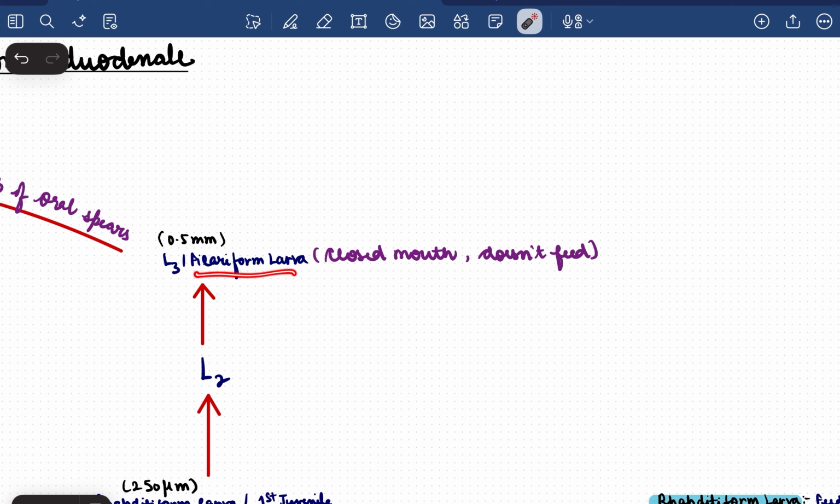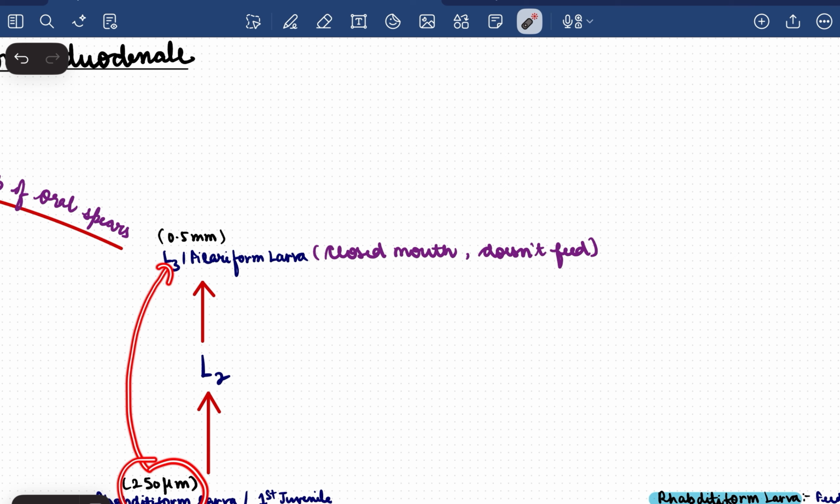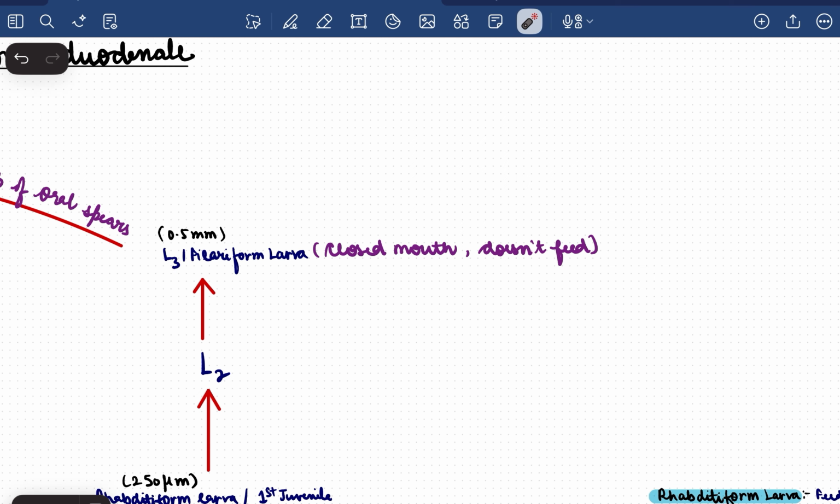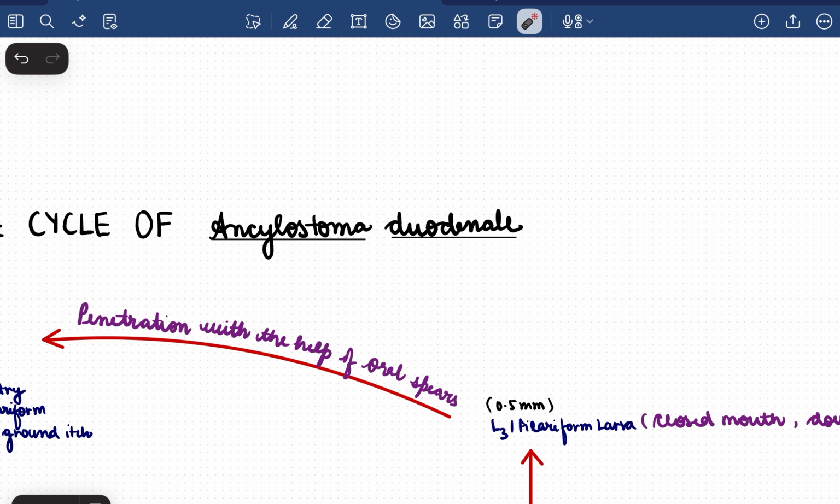larva. The filariform larva's mouth is closed because it does not have to grow anymore. It has to penetrate the feet or maybe other portions of the body so that it can inhabit the small intestine. So it does not feed when it is outside the body. It is 0.5 millimeter in length, so you can see the differentiation, because the Rhabditiform larva has a big buccal cavity. It feeds ravenously, it grows in size by quite a lot. It is not quite big, but it is big enough to observe with the naked eye.